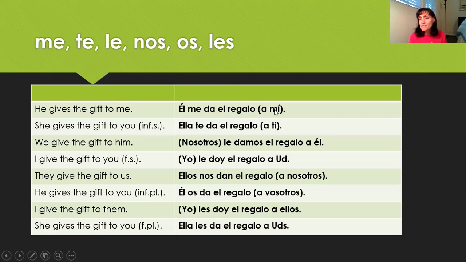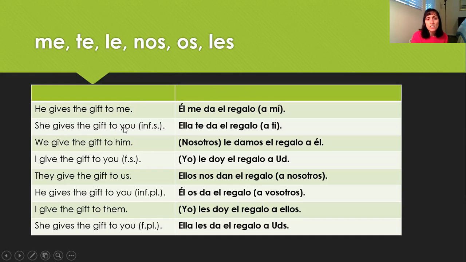But we're going to replace a mí with me. And it's going to come before the conjugated verb. So the word order is different for pronouns. And it's similar or the same as it was with the direct object pronouns. It comes before the conjugated verb. So if you're going to translate this word by word, it would be he to me gives the gift. Él me da el regalo. And we can put a mí in there for emphasis, but most of the time we're going to leave it out because it's redundant. It means the same thing as me. A mí is optional, me is mandatory.